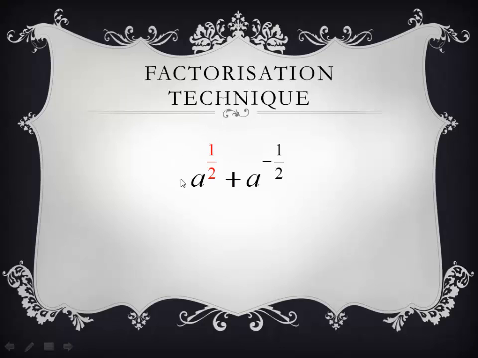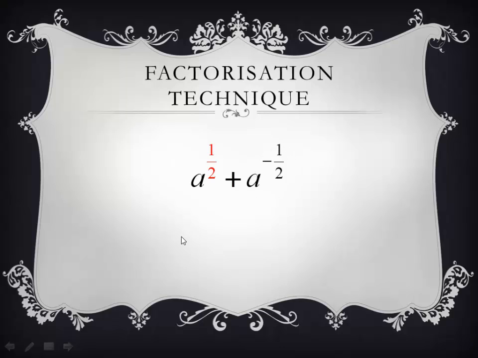Would you take out half? Or would you take out the a with power minus half? Those of you who think that we should take out power minus half is correct. We usually take out the a with a smaller power, and in this case minus half is smaller than half, so we'll take out the term a power minus half.